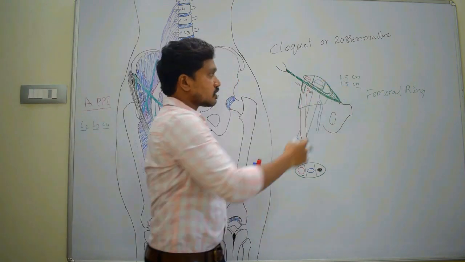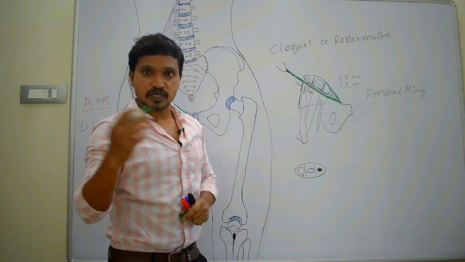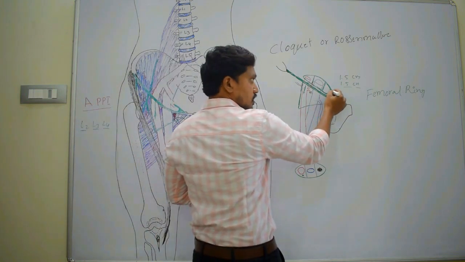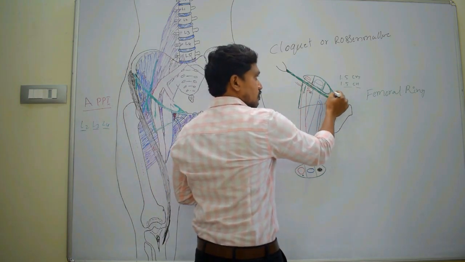Posterior boundary is formed by fascia which is covering the pectineus muscle. Here there will be pectineus muscle. So that pectineus muscle will be covered by fascia. That fascia what we call pectineal fascia. Then medial boundary is formed by, what is this? Lacunar ligament. So medially lacunar ligament.